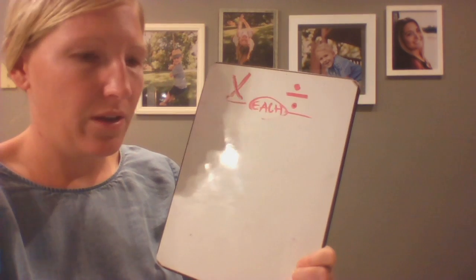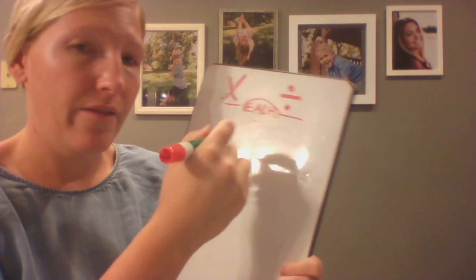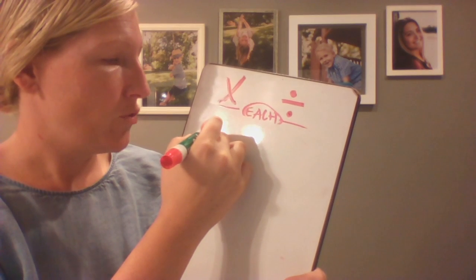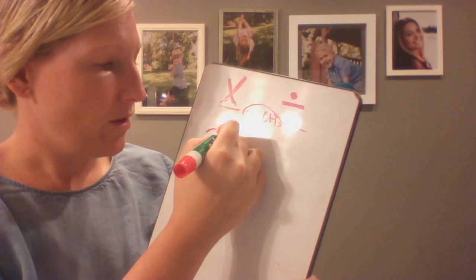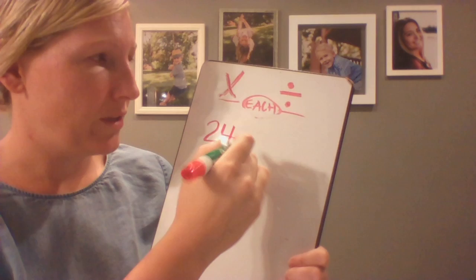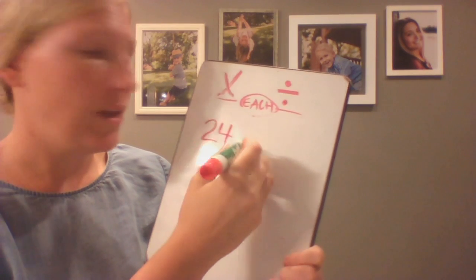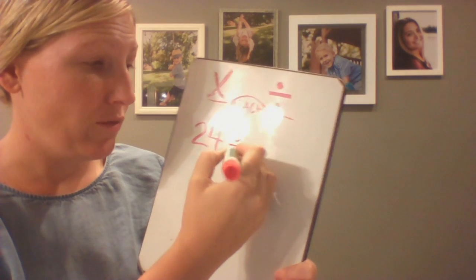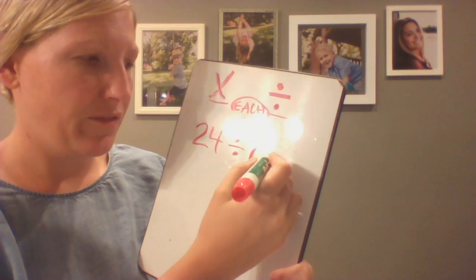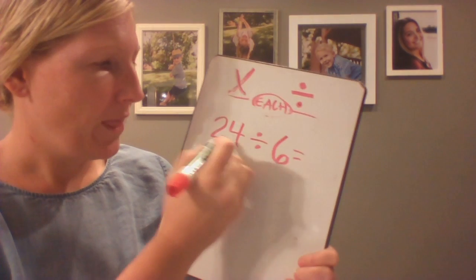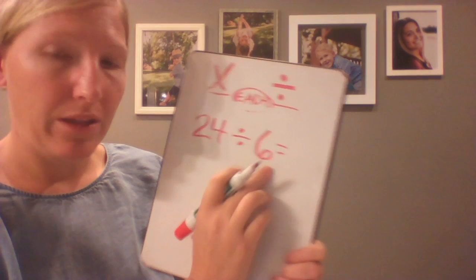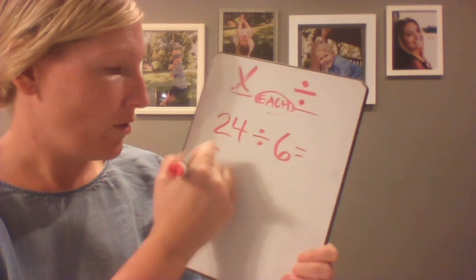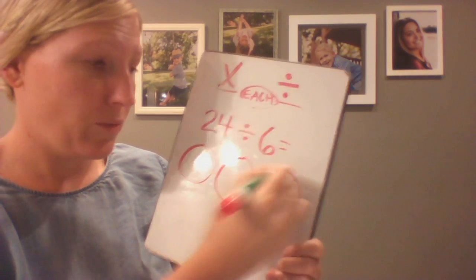This time, let's think in terms of groups. So I have 24 students, and I want to make 6 teams. So I want to divide my 24 students up into 6 different science teams. So I have 24. I need to break them up into 6 groups. So I'm going to go ahead and make 6 circles to represent my groups.